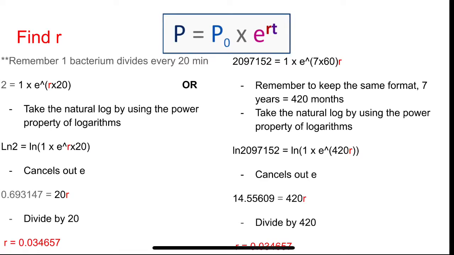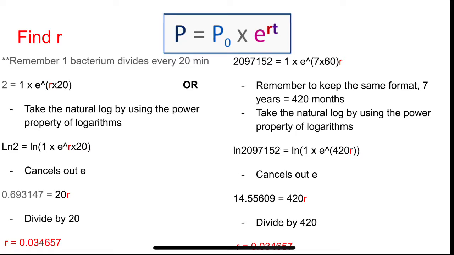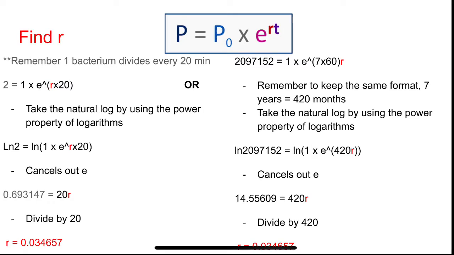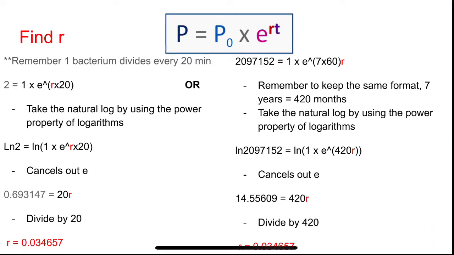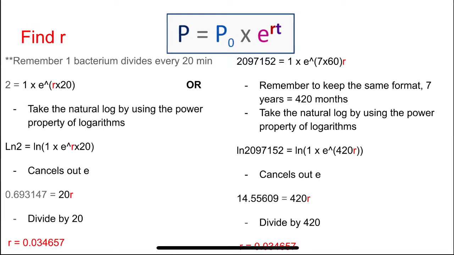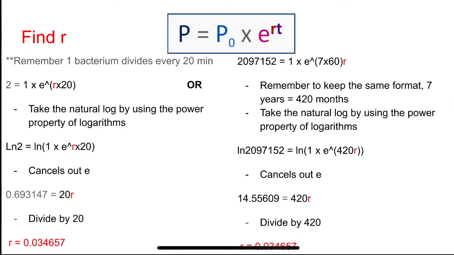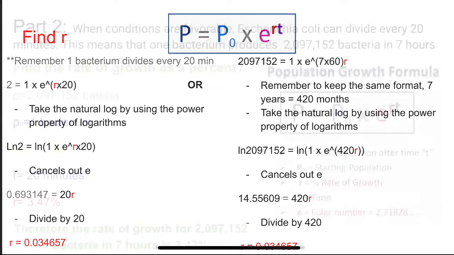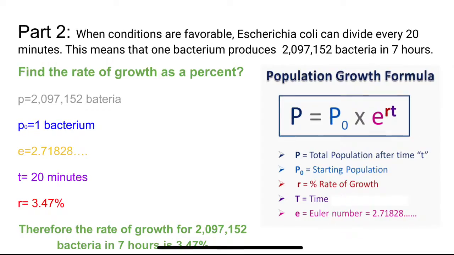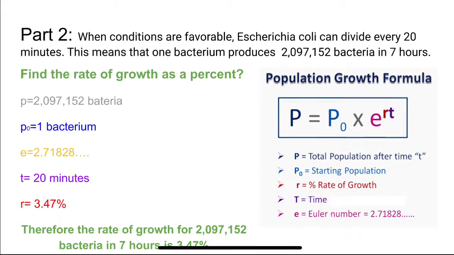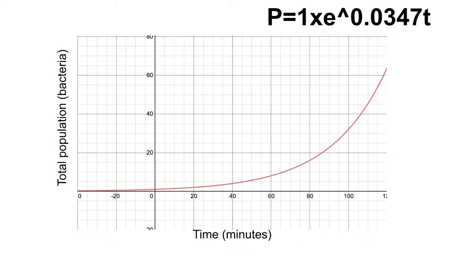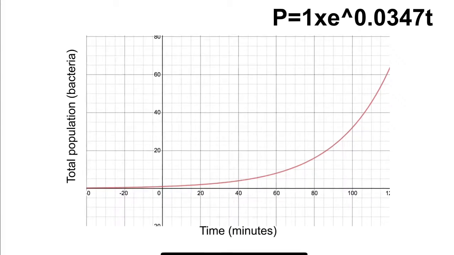Next, we take the natural log of each side in order to cancel out the e on the right side. Again, use your calculator to find the natural log of 2,097,152 divided by 420. This should give you the same resulting growth rate as the last problem, which was 0.034657. This means that the rate of growth for 2,097,152 bacteria in 7 hours is 3.47%. As you can see, after using both equations, we have the same model of this exponential growth graph.